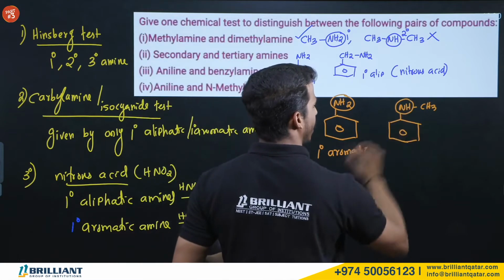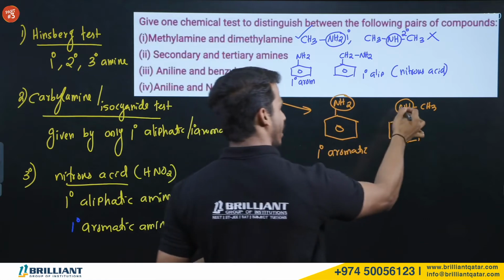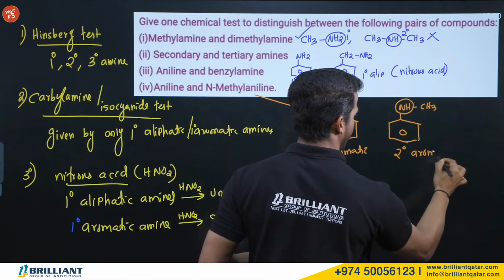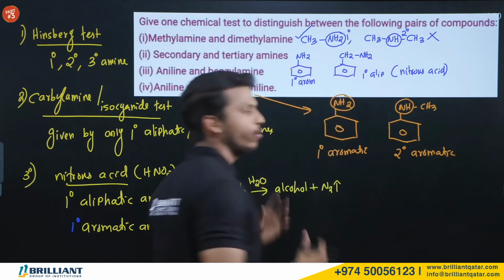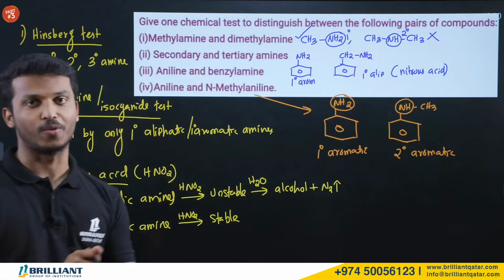This is a secondary amine, and it is aromatic because the NH group is there, therefore secondary. The nitrogen is directly connected to the benzene ring, therefore it is a secondary aromatic amine. Can you please tell me, dear student, how you can distinguish between a primary aromatic and a secondary aromatic amine?